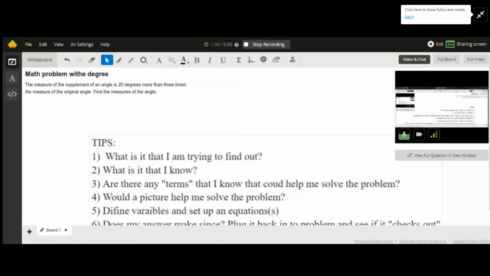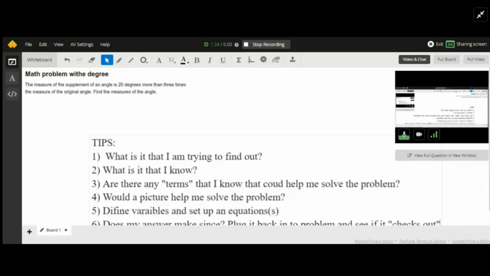So here's the original problem. It's a geometry problem. It says the measure of the supplement of an angle is 20 degrees more than 3 times the measure of the original angle. Find the measure of the angle.